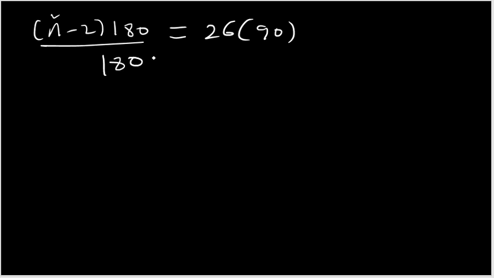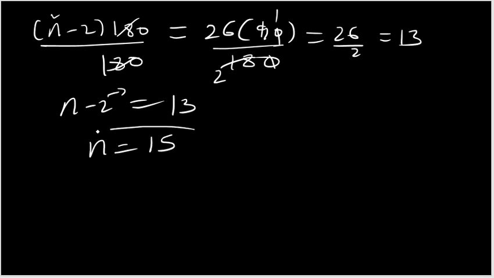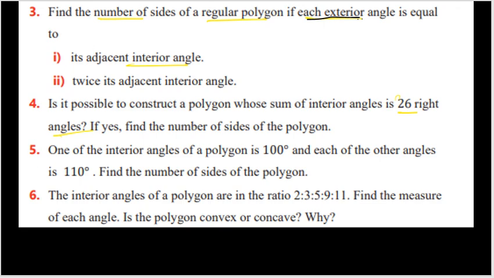First I can divide both sides by 180, and then what remains? n minus 2, and I can cancel the 0, and 9 by 9 gives 1, and 9 by 9 gives 2. So we have 26 over 2, which is 13. So n minus 2 is 13, shift 2 to the right side, so n is equal to 15. Yes, it's not a decimal number, so it is possible, and it will be a 15-sided polygon. Yeah, question number 4 is solved.